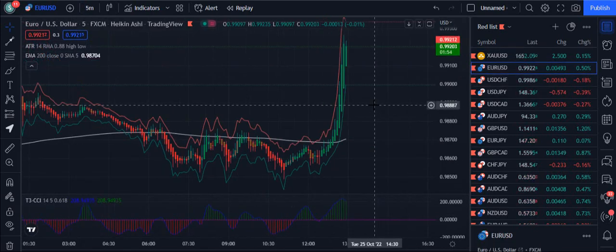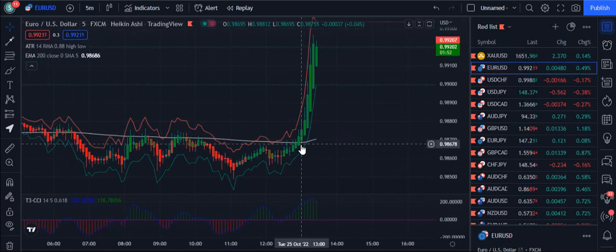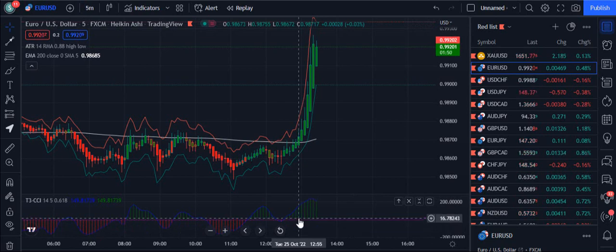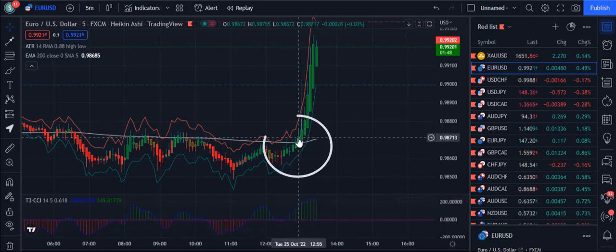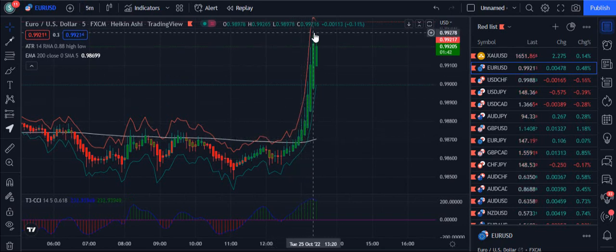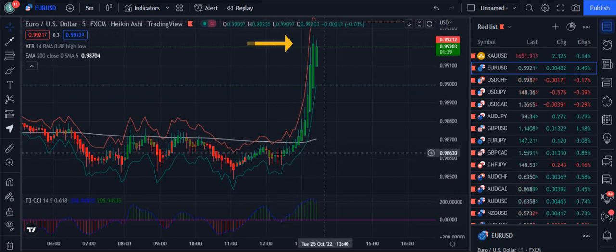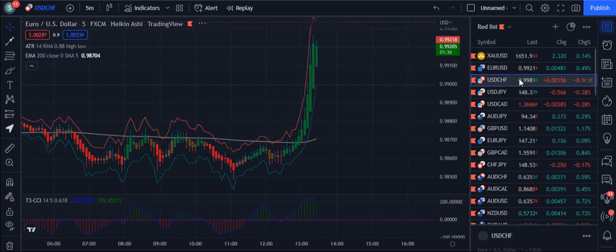Now I'm going to the Euro USD chart. Look at the Euro USD, same thing: buy signal, the candle closes above the 200 EMA, and then you can see that when the candle closes above the 200 EMA, it simply went in the upward direction and there was no downward sign. So you can set up a tight stop loss in that case.